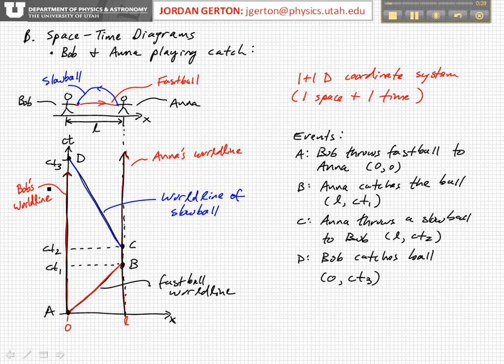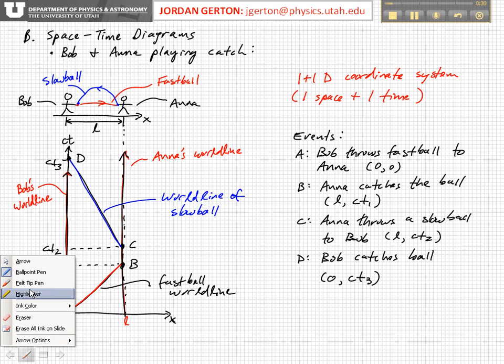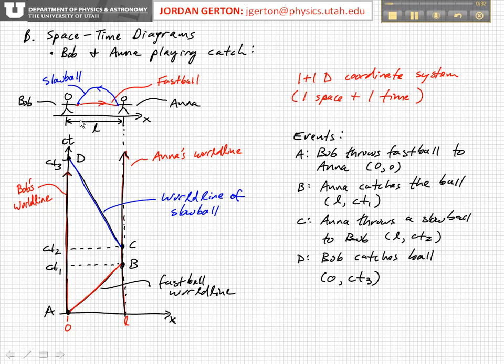Okay, we have Bob and Anna that are standing a distance L apart. I've labeled the x-axis here, and they're playing catch with each other. The first thing is that Bob starts with the ball, and he throws a ball to Anna. He really zings it. He throws a fast ball. And so the speed is quite high.